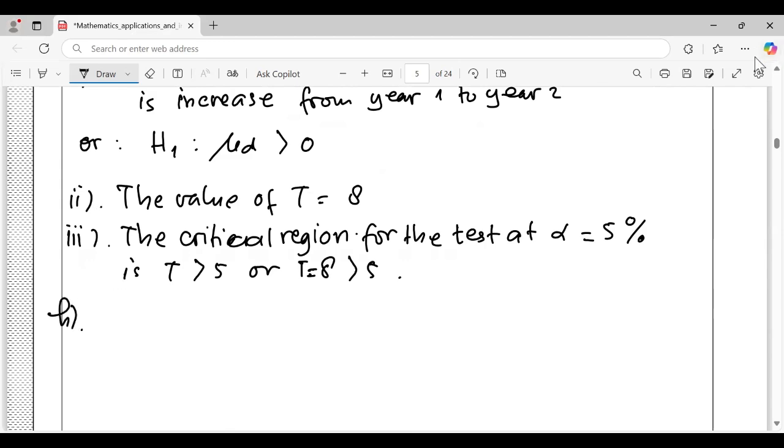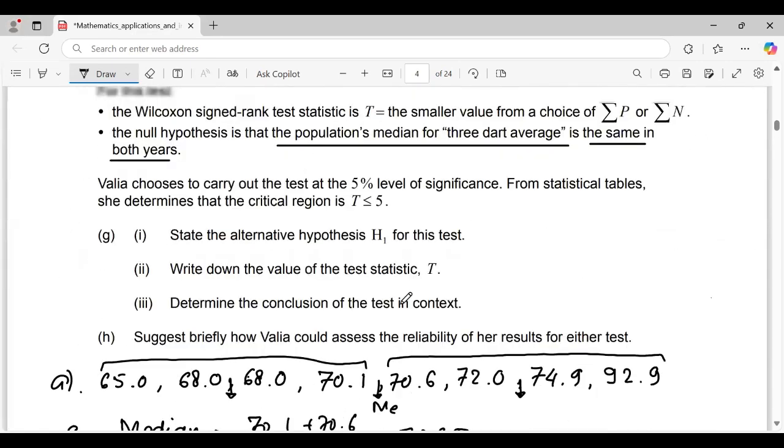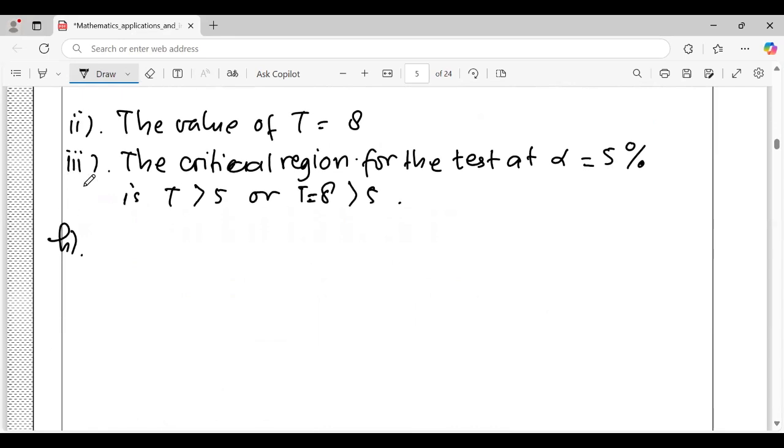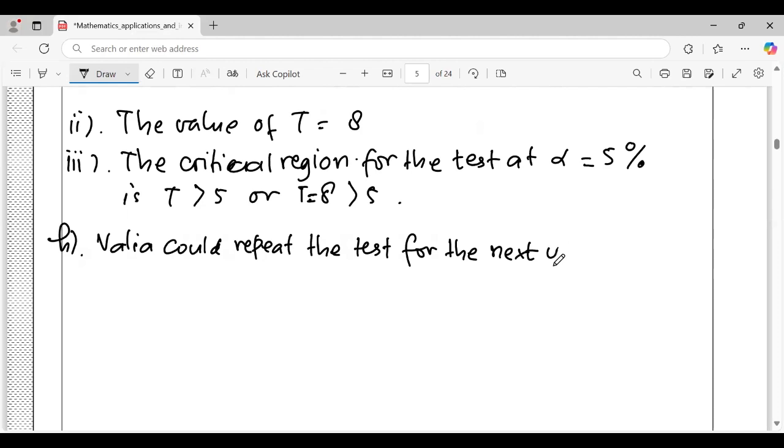H. Suggest briefly how Valia could assess the reliability of her results for either test. Okay, this is my suggestion. Valia could repeat the same test for the next year. Or, as a second opinion, you can state this one.